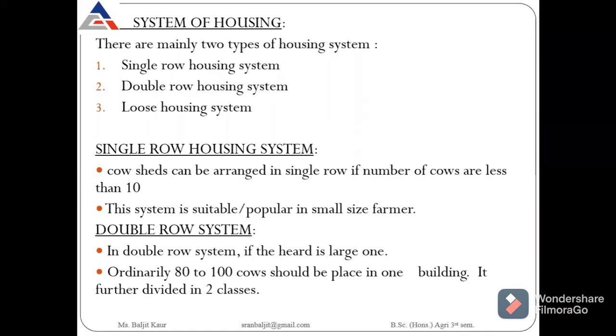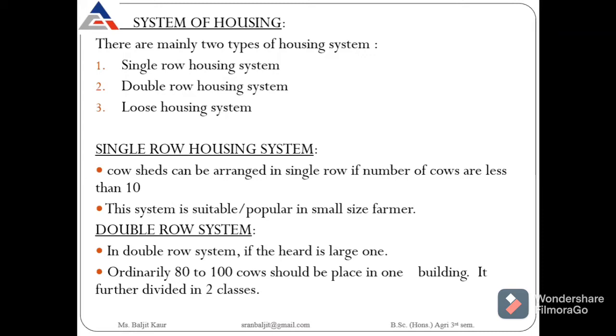So this kind of housing system is made by a farmer who is having lesser number of cows, that is only 10 cows or less than 10 cows, right? So cow sheds can be arranged in single row if number of cows are less than 10. So if the number of cows is less than 10, then farmers can adopt this type of housing system, that is single row housing system. This system is suitable for small size farmers, right? So the farmers who are having less than 10 cows.